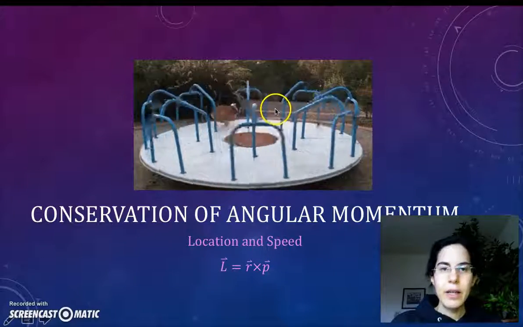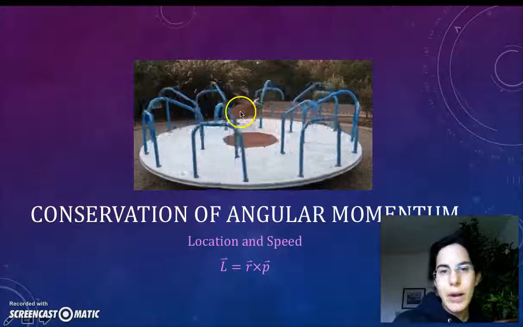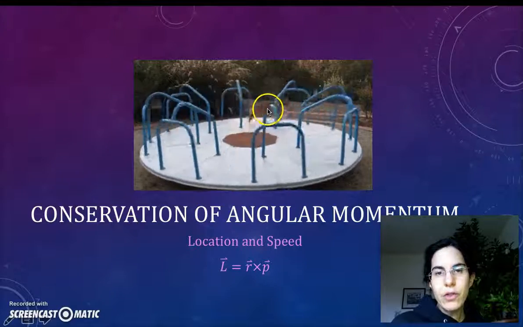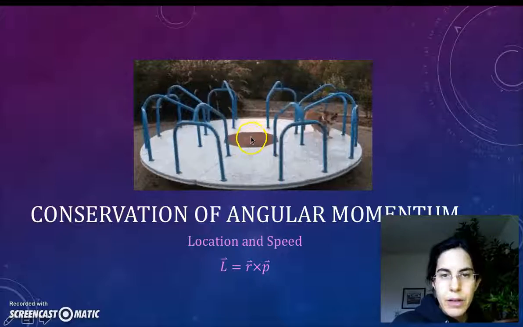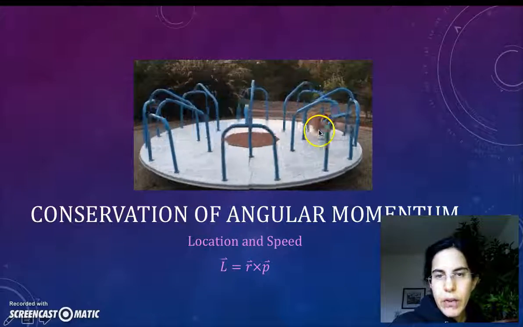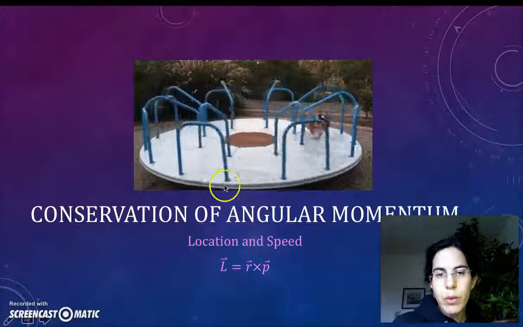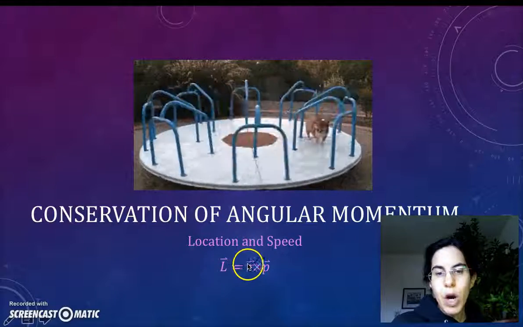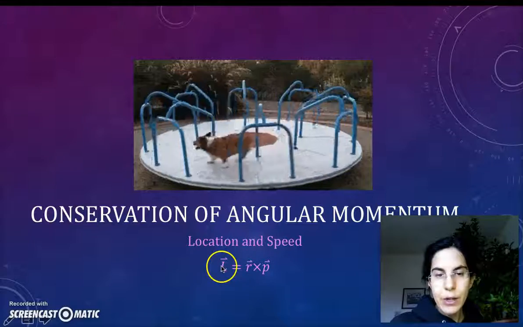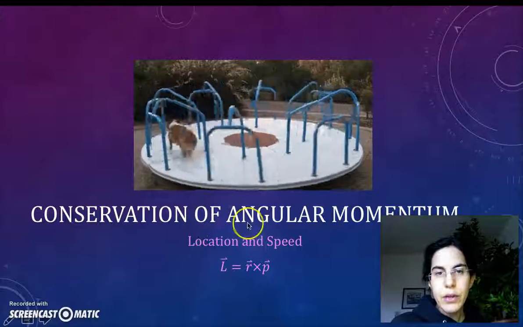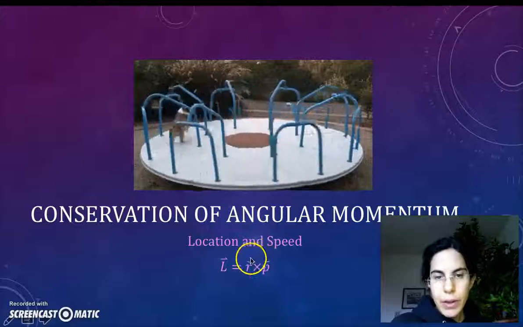If we can time these frames and figure out how massive the dog is, how fast it's running, and last but not least, what's the radius in between the center and where the dog is running? Not the whole carousel, just where the dog is running. What's that radial distance? We'll be able to do R cross P, find that angular momentum, and say that the carousel is going to have an equal and opposite angular momentum.